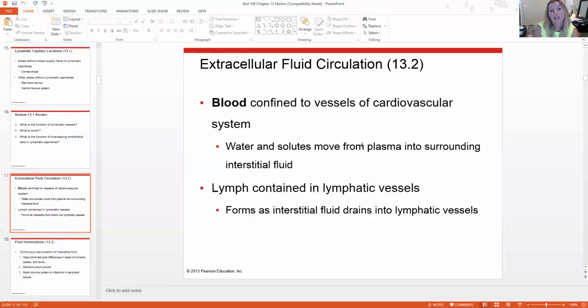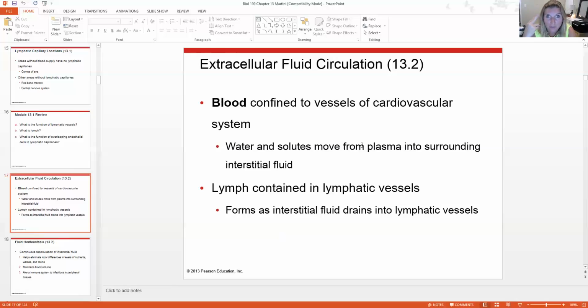Let's keep moving. Let's talk about how extracellular fluid is circulated. Obviously our blood is confined to the vessels of our cardiovascular system, and the water and solutes will move from the plasma in the blood to the surrounding interstitial fluid. We talked about that in the last few chapters. The lymph is contained within the lymphatic vessels, and that's basically forming as the interstitial fluid is draining into lymphatic vessels.